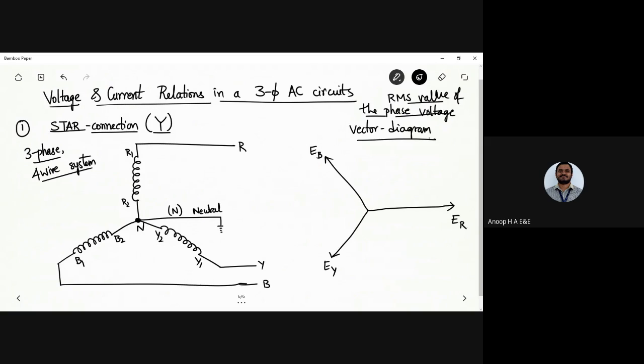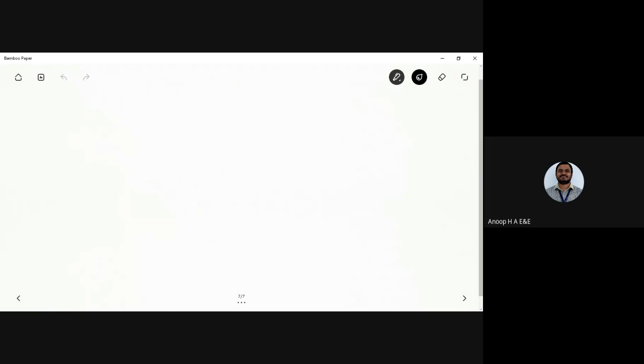Now similarly, I have 120-degree phase displacement with respect to each other. As I already told you, it's a balanced three-phase AC circuit that we are solving in this module. Now, if I trace it back, I'll have minus ER, minus EB, and minus EY. This is the vector diagram I have written here. Let me move on to the derivations.